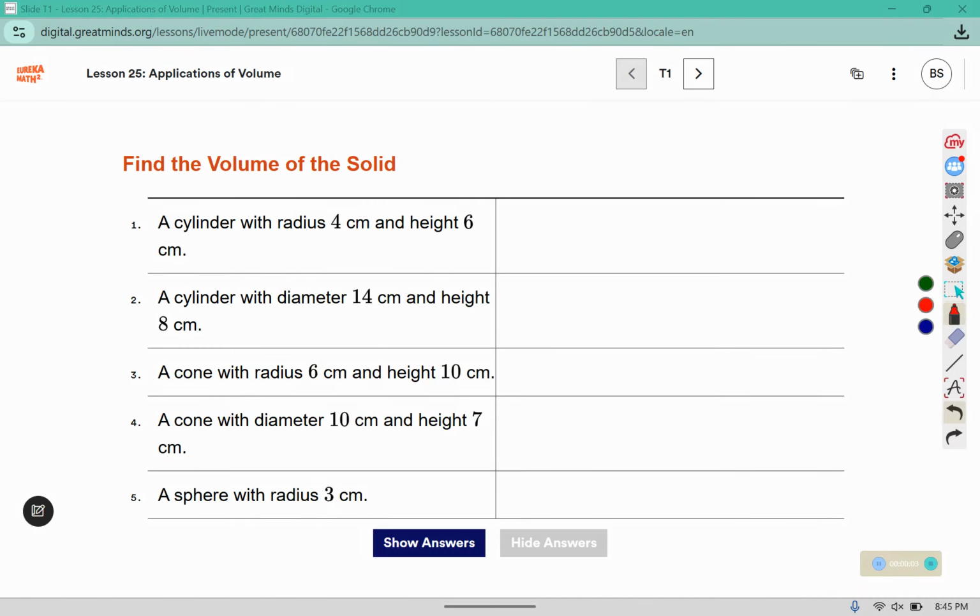Your job is to find the volume of the solid. I'm going to write down the formulas for the three different shapes that we have here.